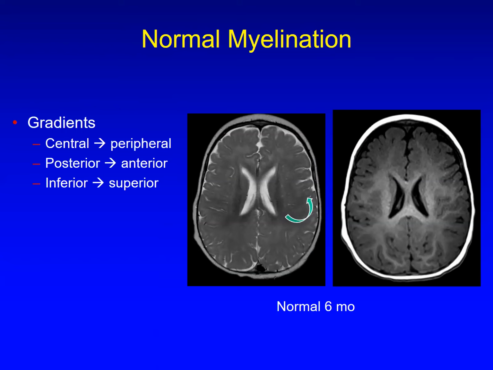The second kind of overarching principle is that there are gradients of myelination, and these are really central to peripheral, so you myelinate centrally first and then extend out peripherally, posterior to anterior, so posterior first and then anterior, and then inferior to superior. So here on T1 and T2, again, T2 looks a little bit slower than the T1s, right? T1 here we have myelination through a significant portion of the brain. T2, it's really just more central, nothing really peripheral here. On the T1 images, you can see there's more myelination posteriorly, pretty gray and fuzzy still anteriorly. So those are your basic gradients.